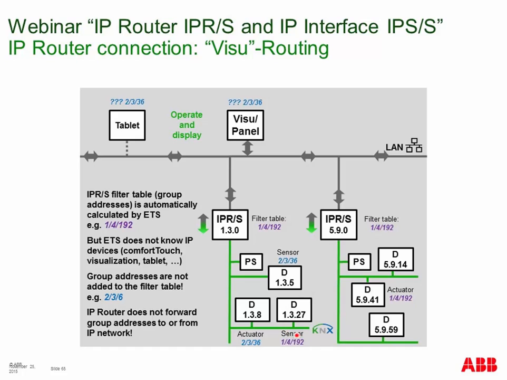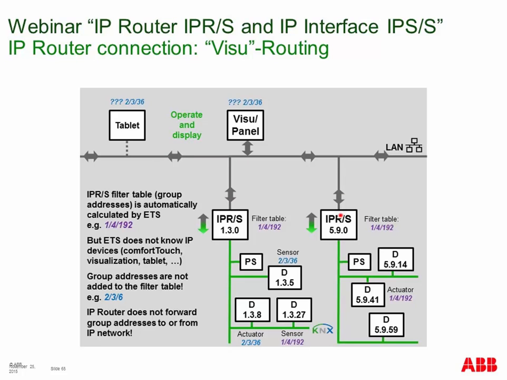So when we press this rocker number 1, it sends the group address to the IP router. The IP router receives the group address. It looks in the filter table and says, yes, I know this address. And then it packs it into a KNX Net IP telegram and sends this telegram to our IP network, to this IP router.